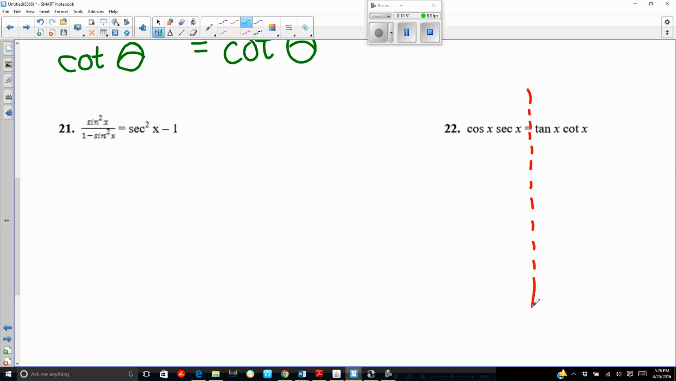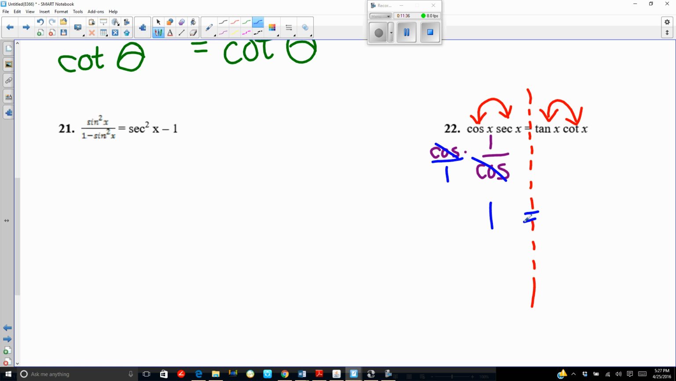So one thing I noticed with 22 is that these are reciprocal functions. Cosine and secant, those are reciprocals of one another. So that means their product should be 1. The same is true about tangent and cotangent. Let me work this out. This is a good example of one. So cosine multiplied by secant. Secant is 1 over cosine. So those cancel. You're left with 1.